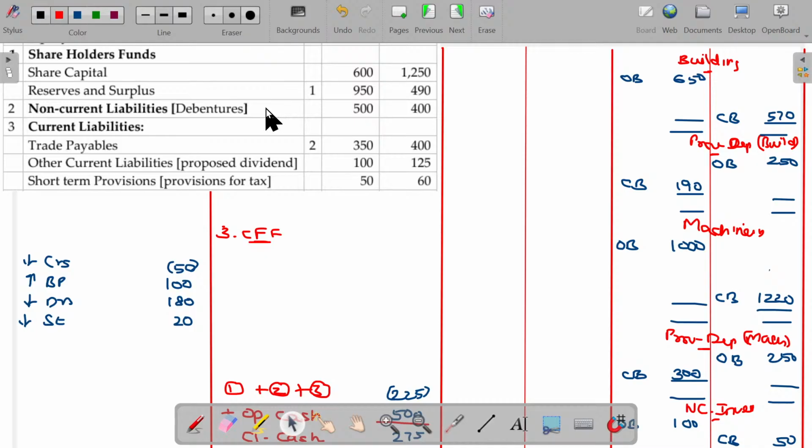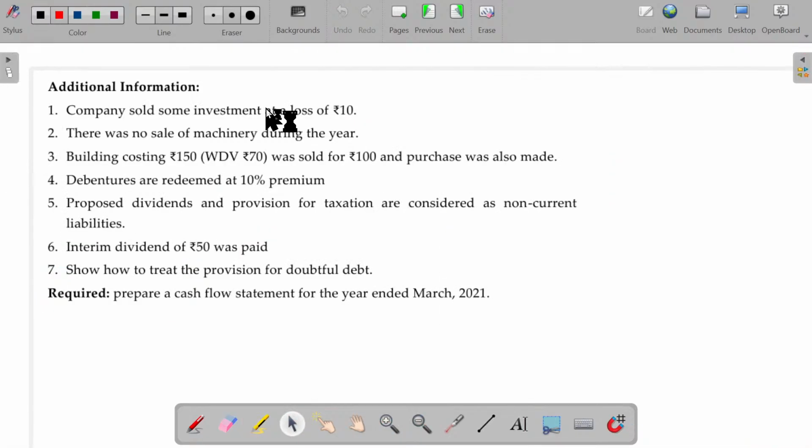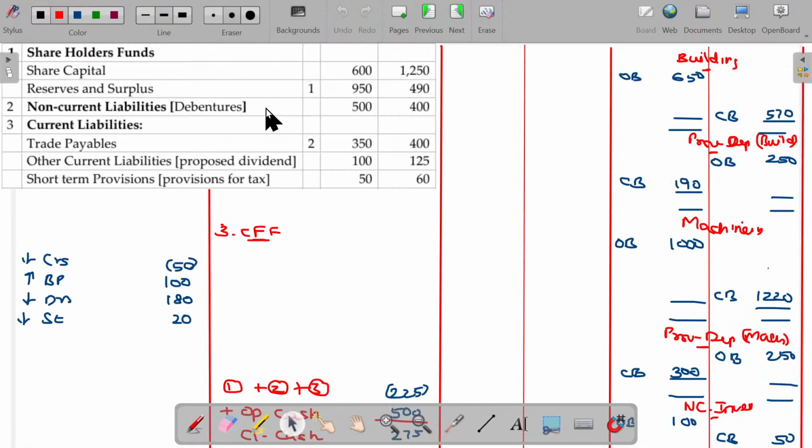You need not open the ledger directly. You can post that in the financing, or you can open the ledger and watch for any adjustments. Okay, I think we don't have any adjustments. Because of that assumption, I may directly post here issue of equity shares. How much is that? 650. Inflow of cash.